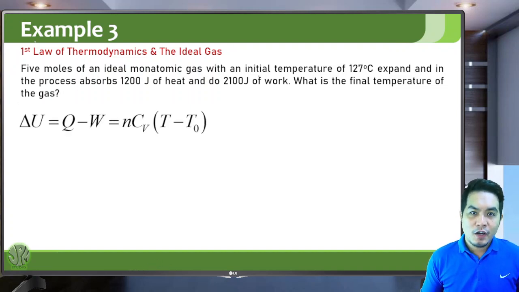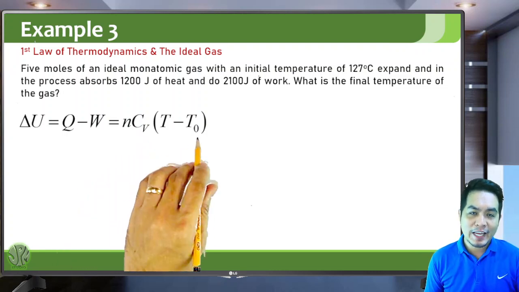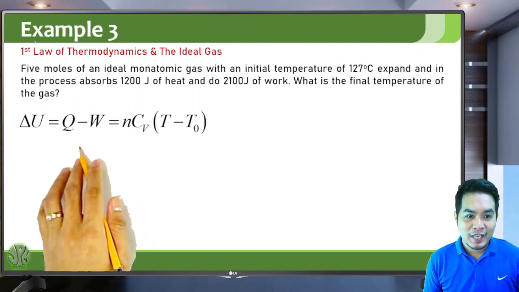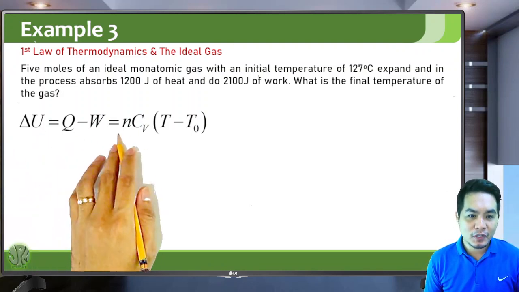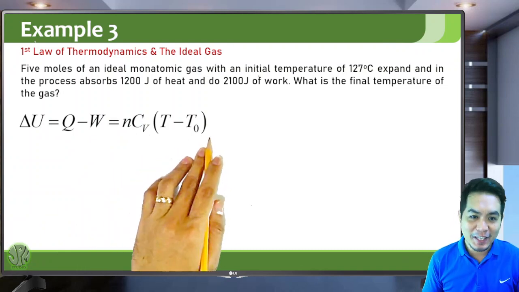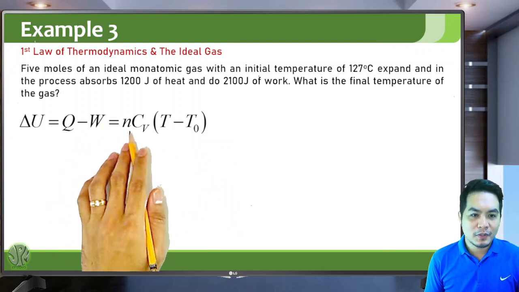So what is the final temperature of the gas? For an ideal gas, the change in internal energy only depends on the change in temperature, as I have mentioned before. Again, this is only true for an ideal gas, and not for anything else. The change in internal energy is Q minus the work. It's equal to this one.